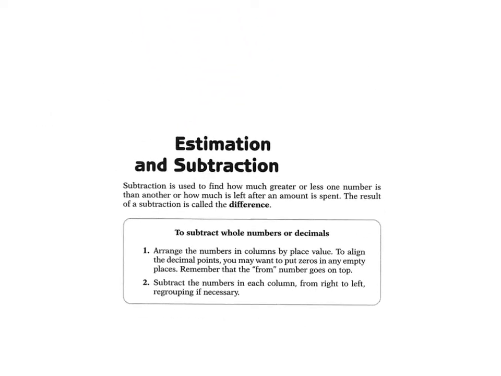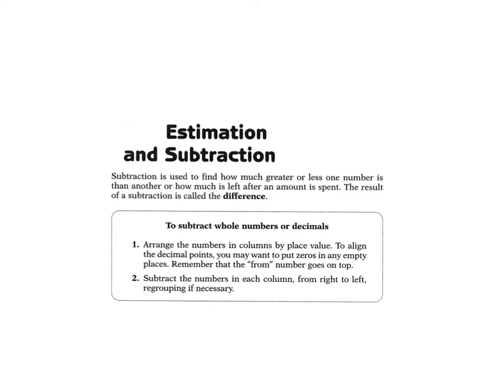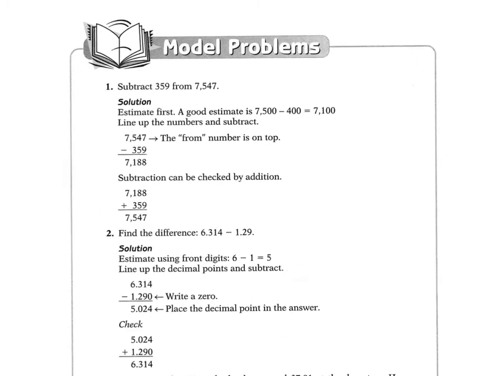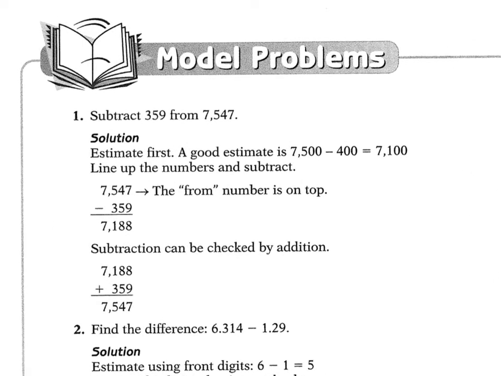So this brings us to estimation and subtraction. So again, we're going to do the same thing that we did before with addition. We need to start by arranging our numbers in columns by place value. So looking at our first example, we need to subtract 359 from 7,549. So we start by lining up our two numbers.